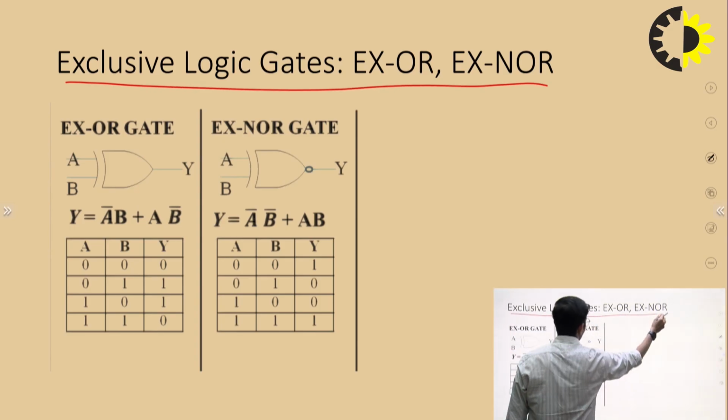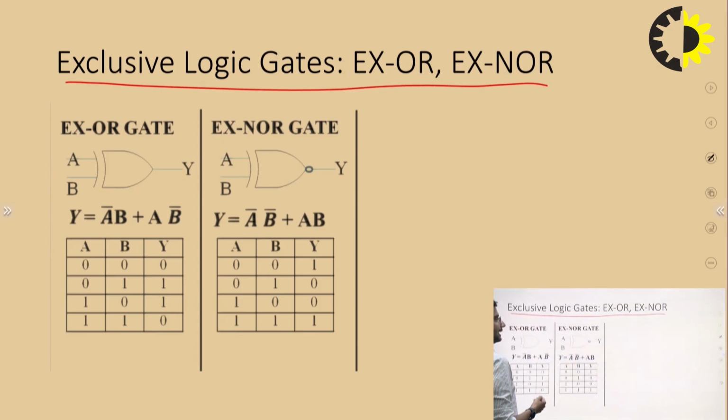Apart from that, there are two gates, XOR and XNOR. The XOR gate is known as exclusive OR, and the expression for the XOR gate is A bar B plus A B bar. So for the same inputs, the output of the XOR gate is 0. As we can observe from this table, for the same inputs A and B, the output is 0. And for distinct inputs, the output will be 1.